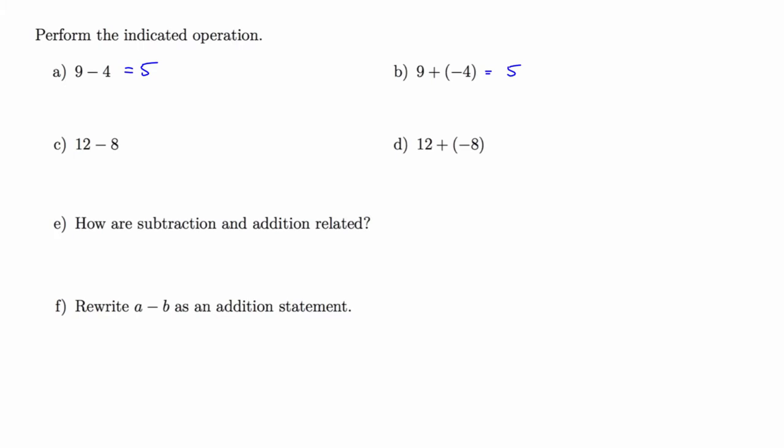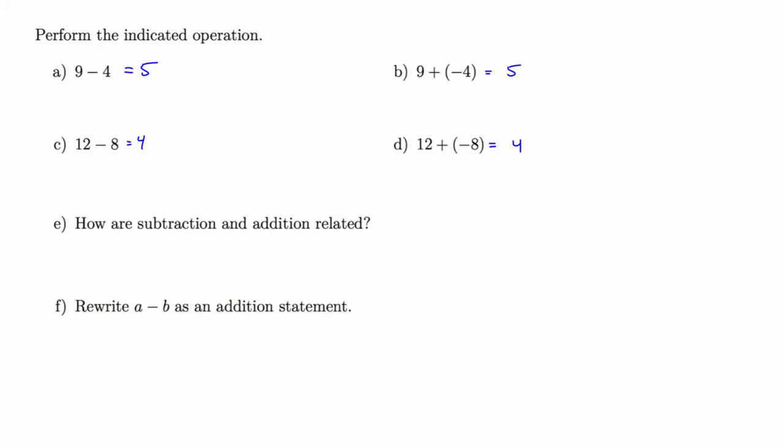In part C, 12 minus 8 we know is 4. On the other hand, in part D, 12 plus negative 8, well, we're again adding numbers of opposite signs, so we'll subtract the 8 from the 12 to obtain 4. Since the 12 is positive, the result is positive 4.